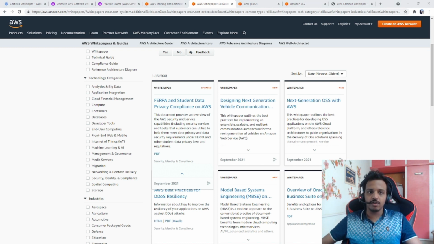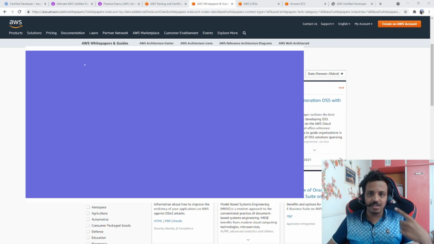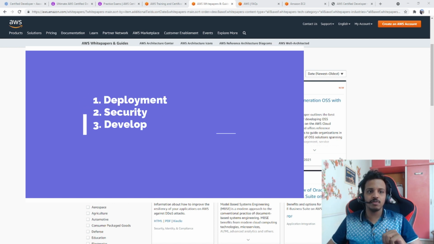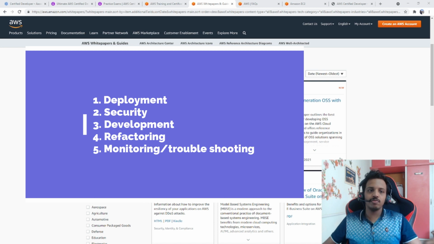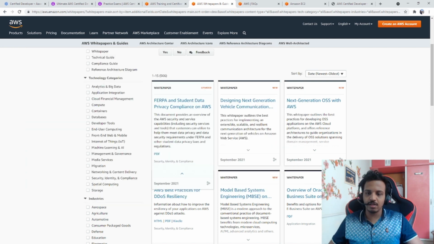So let's get started. So the modules that we see in the exam, how the questions are distributed, are in 5 modules. So first is deployment, second is security, third is development with AWS services, fourth is refactoring, fifth is monitoring and troubleshooting. Now, when we go to our AWS login, the home console page, we see multiple options, right? So everything is categorized in this manner. So marks are segregated accordingly.